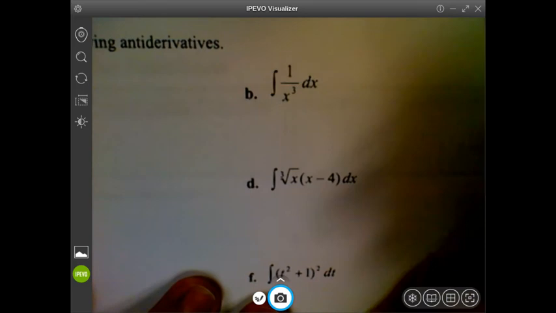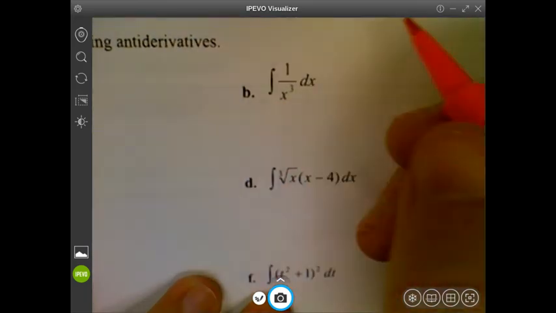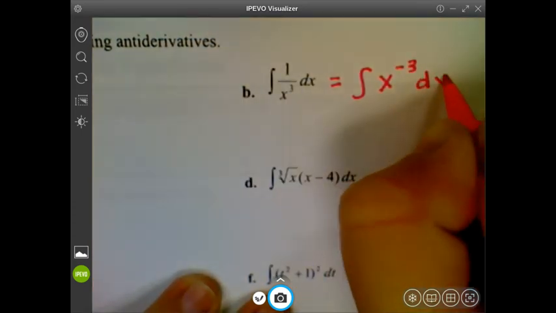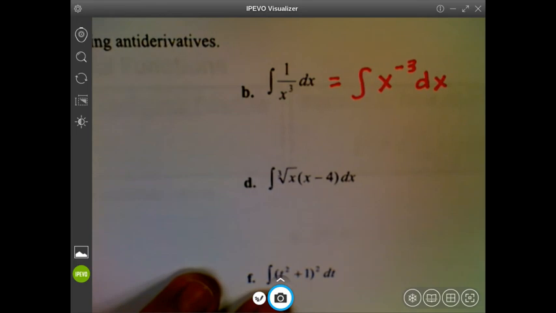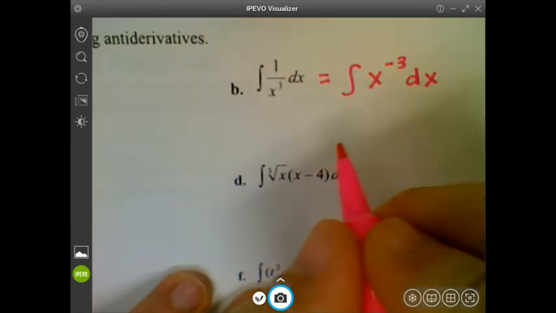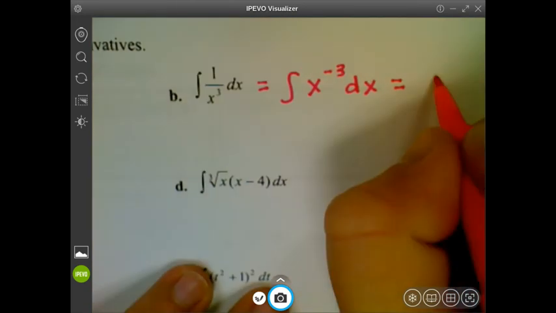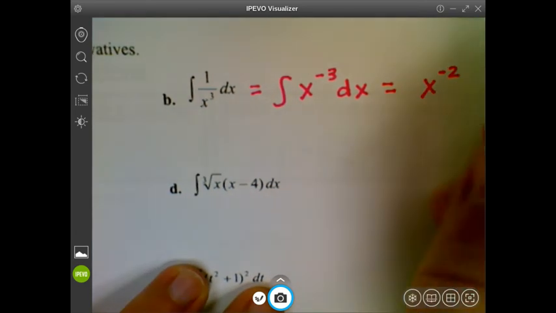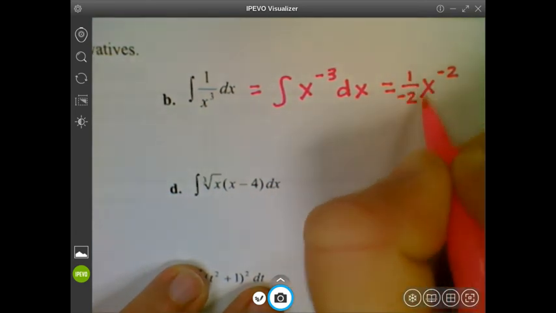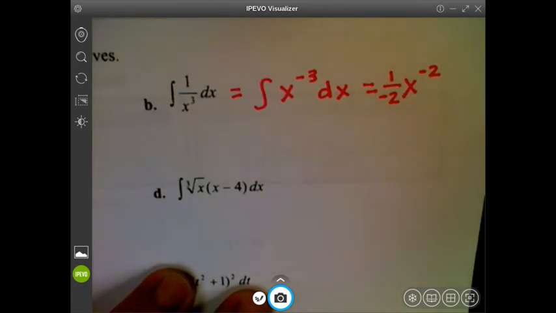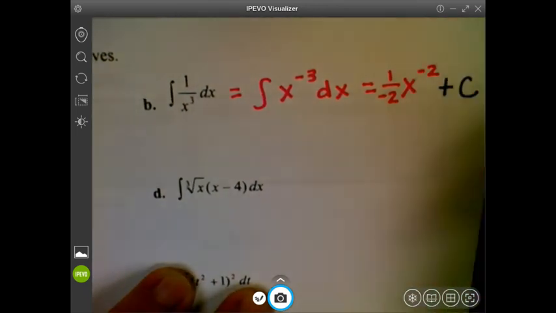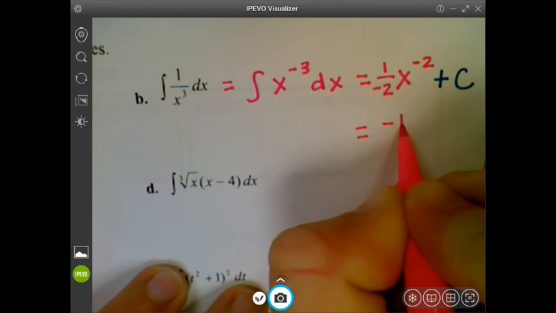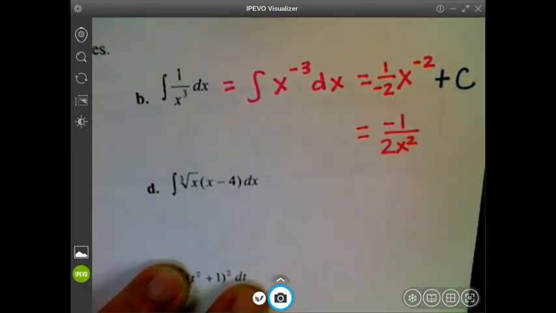All right, part B, we have the integral of 1 over x cubed dx. This is actually easier to write as a negative exponent, just like if we were taking a derivative. And you follow the same pattern. Add 1 to the power. Now be careful when you're in negatives and you're adding 1. That's technically negative 2, right? And then divide by negative 2. So that would be 1 over negative 2, or negative 1/2. And then don't forget, you need a plus c. You could rewrite this to negative 1 over 2x squared plus c.